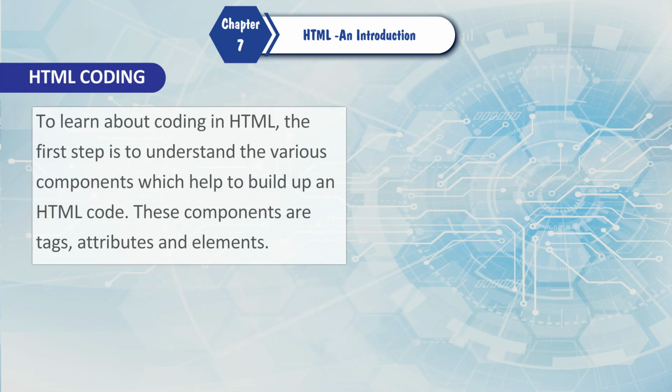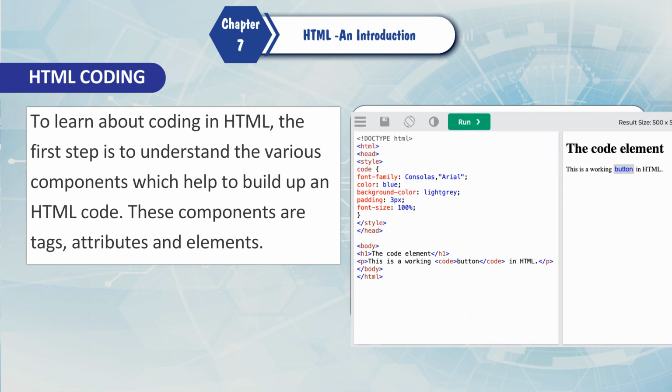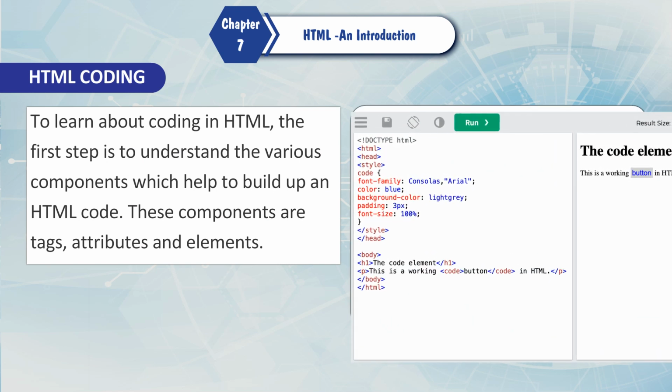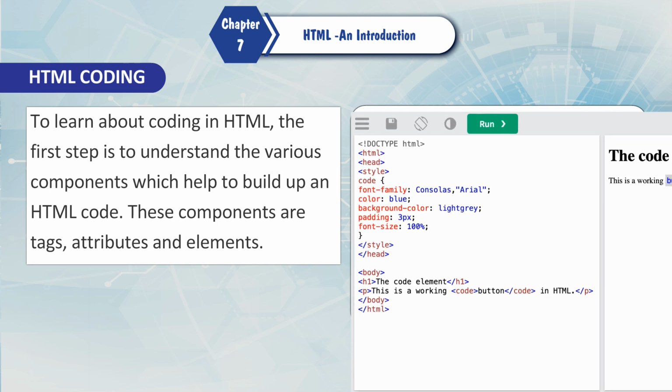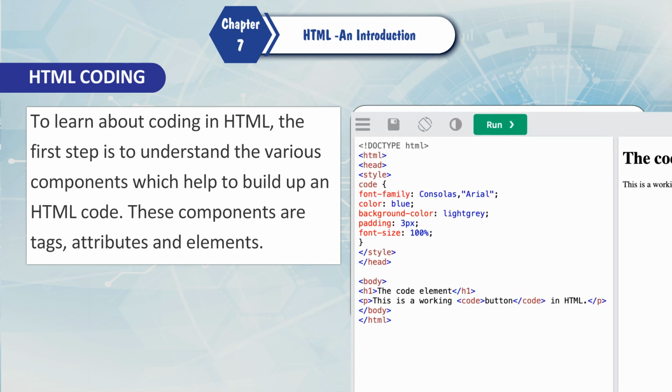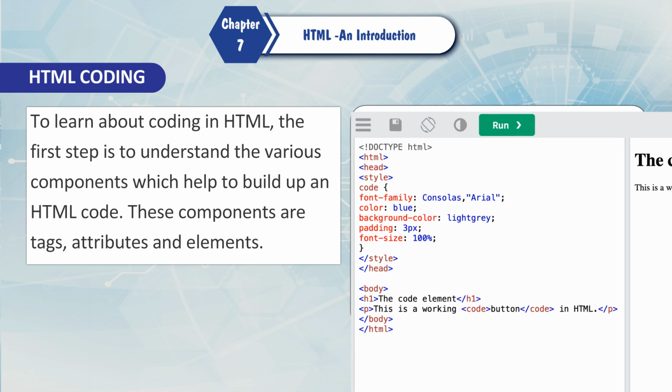HTML coding. To learn about coding in HTML, the first step is to understand the various components which help to build up an HTML code. These components are tags, attributes, and elements.